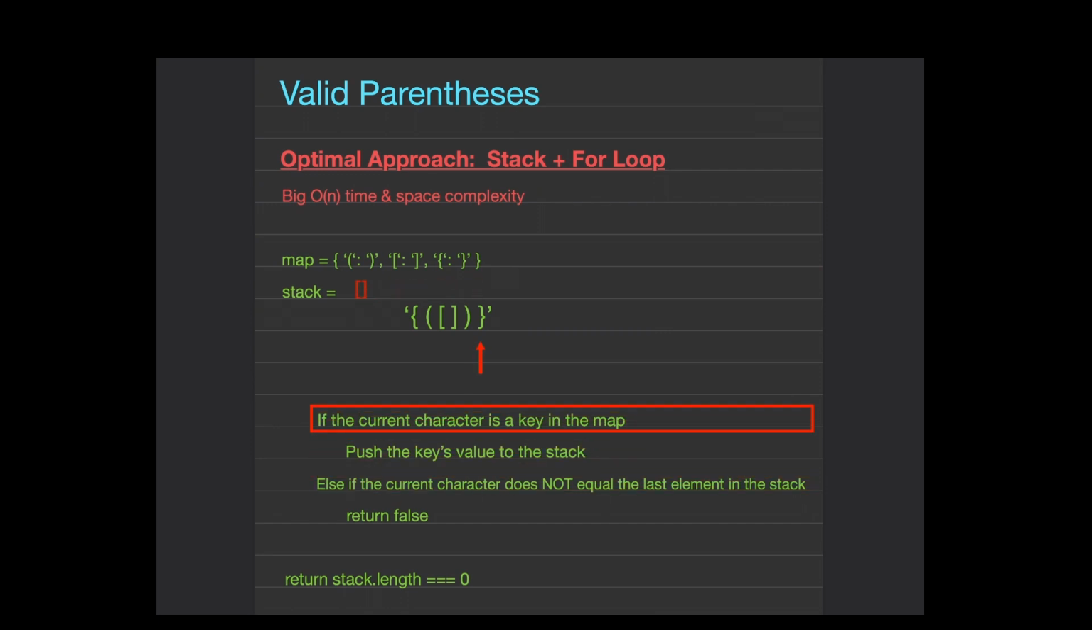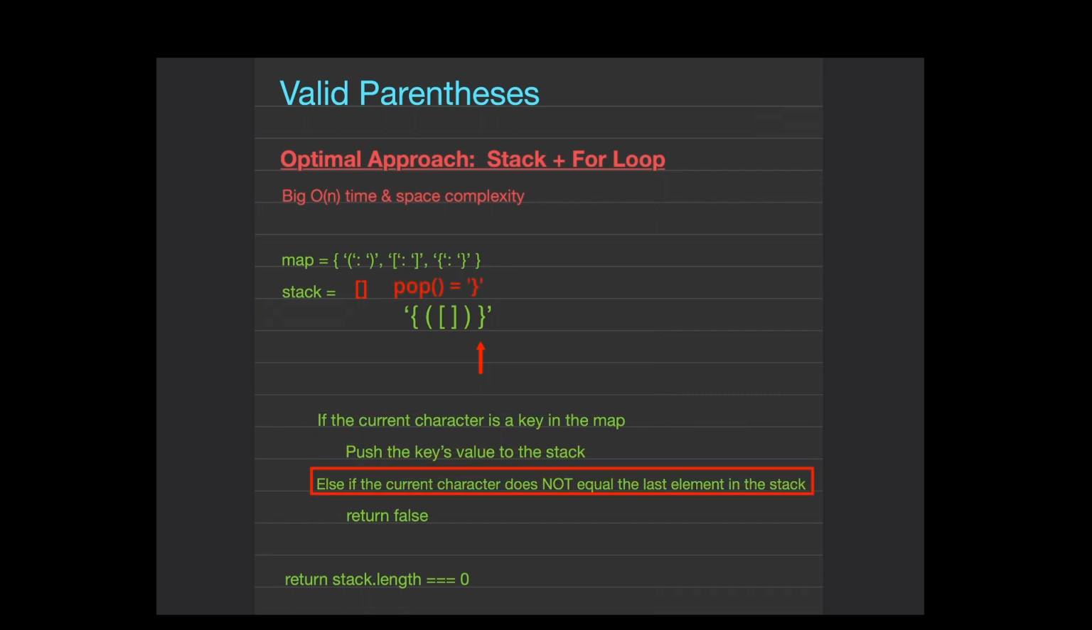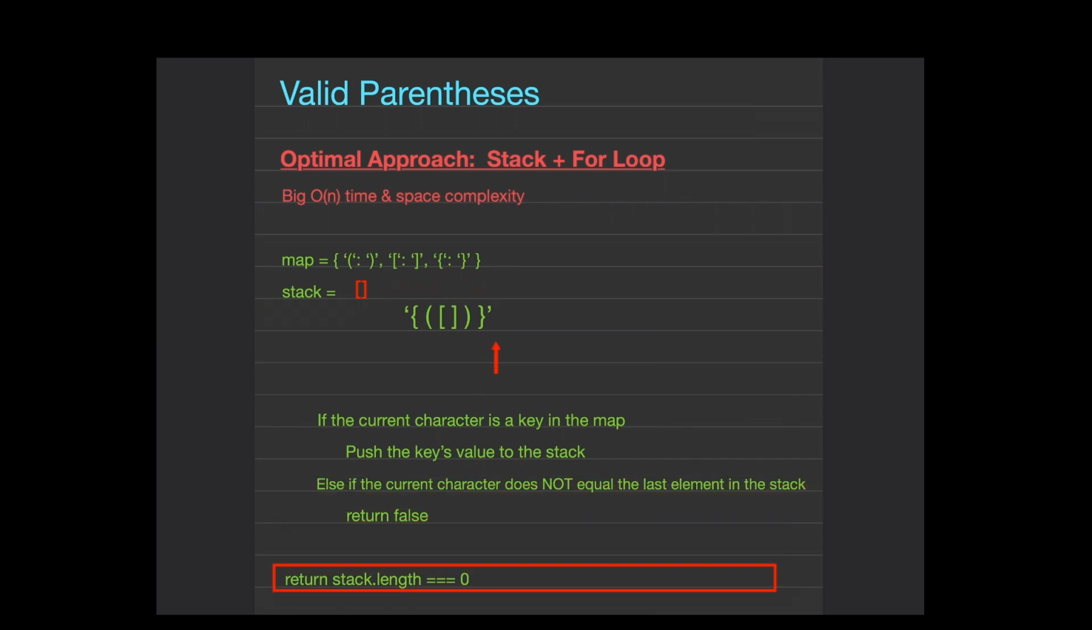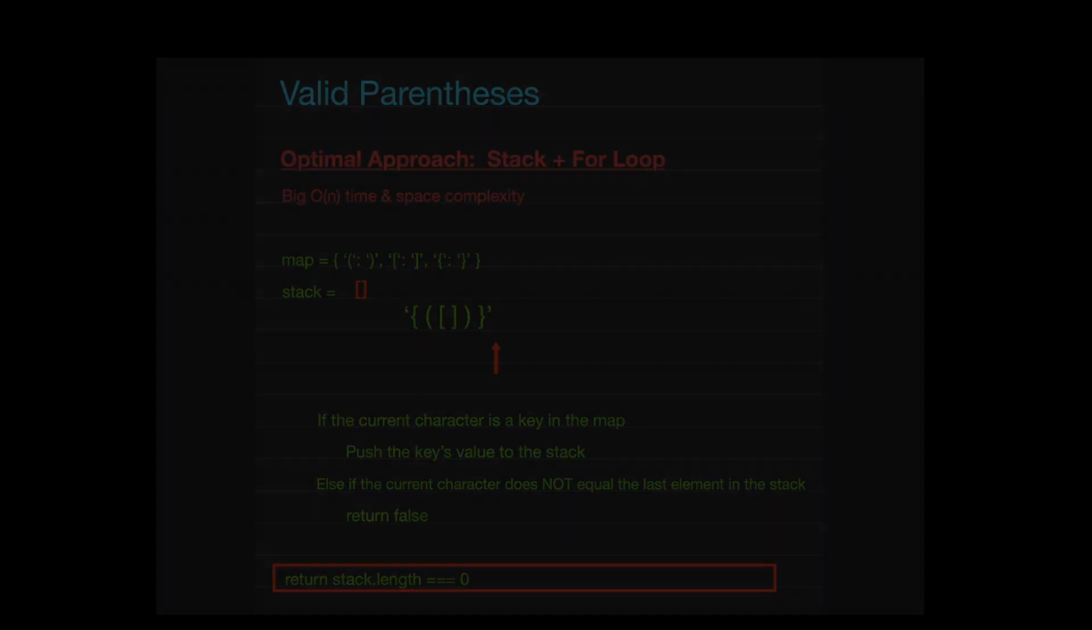Finally, we have a closing curly brace. The closing curly brace is not a key in the map. The closing curly brace does match the last element we pop off the stack, so the for loop iterates, which causes our for loop condition to evaluate to false. We exit our for loop and return an expression where we check if the stack is empty. If it's empty, that means we have a valid input string. Let's translate this to code.